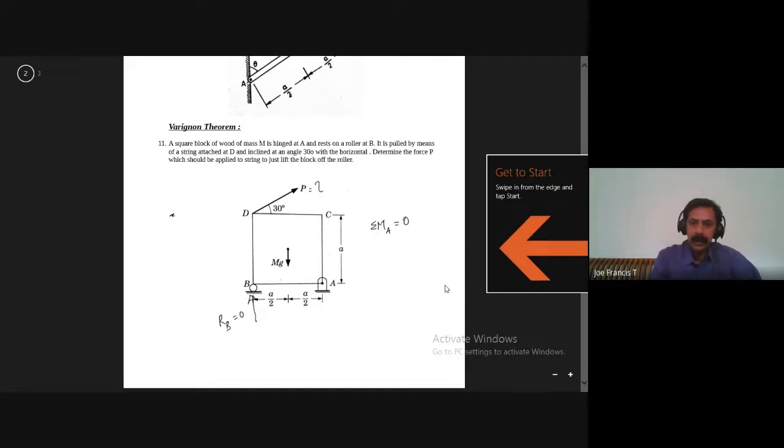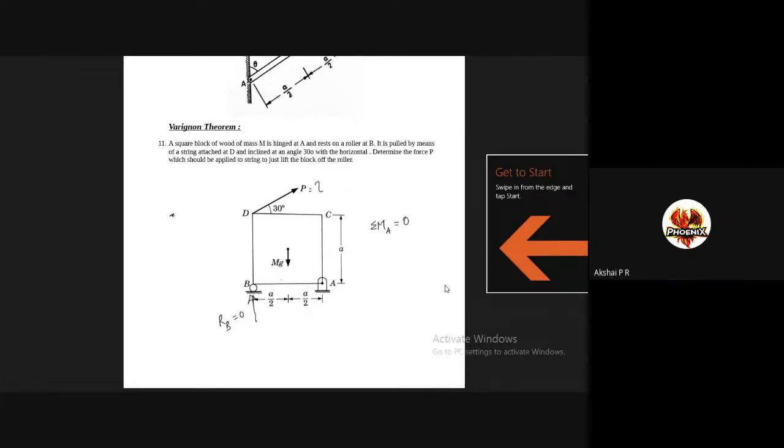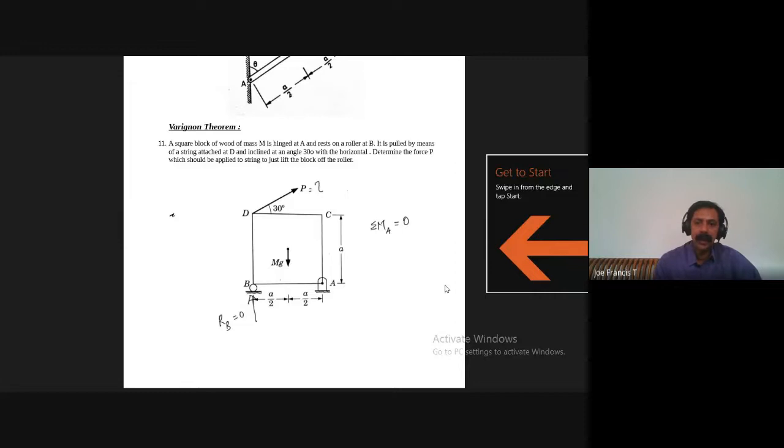Can you see what I am writing in this PDF? Okay, so you should take this sigma MA equal to 0. When MA equals 0, you can ignore the reaction here. You are just left with two forces, like P and mg. Right? So you should resolve this P.